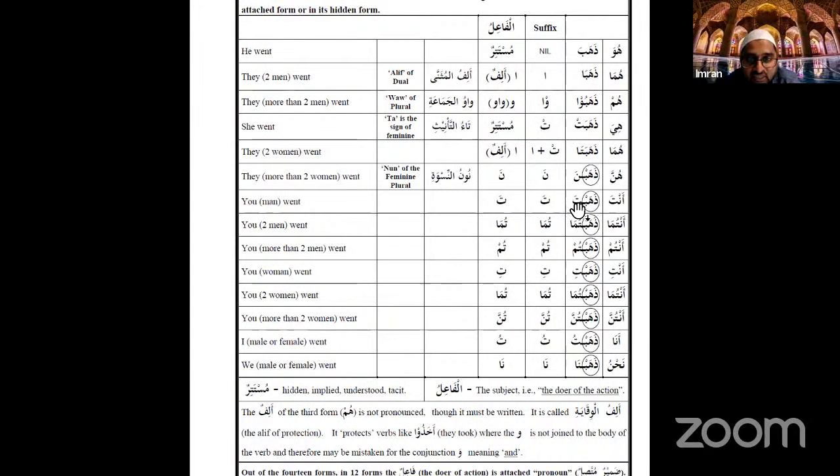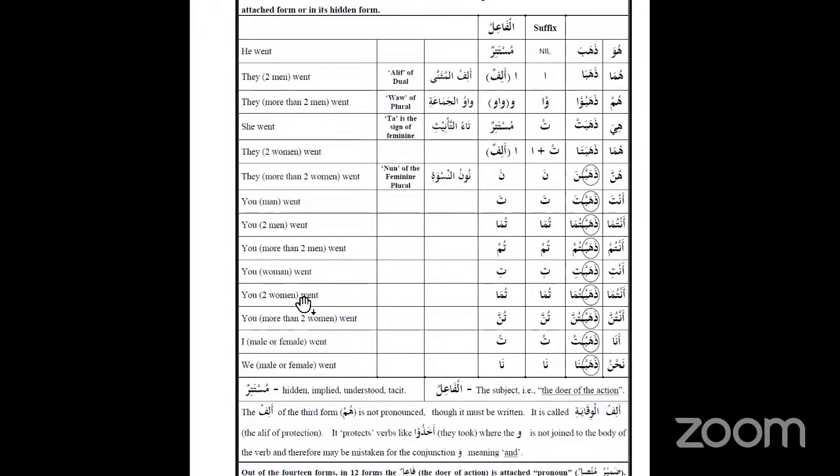said dhahabta. This ta means you, one male. Dhahabtuma, you two males. Dhahabtum, you all males. Dhahabti, you one female. Dhahabtuma, you two females. Dhahabtunna, you all females. Dhahabtu, I, and dhahabna, we. Is that clear now? Yes, sir.